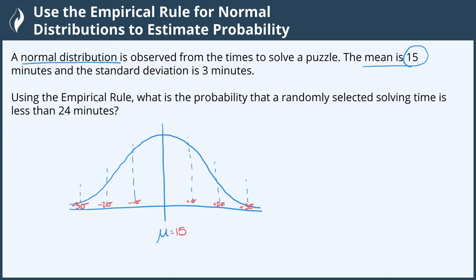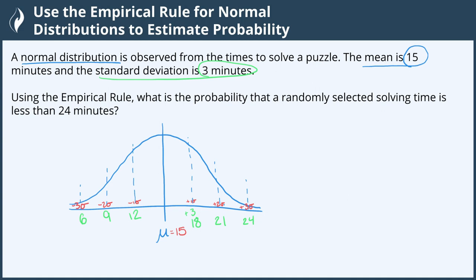Using that, we could go ahead and add our standard deviation of 3 minutes to our mean to label the rest of our curve. We will add 1 standard deviation of 3, so we add 3 here, which makes this 18. Adding 3 more makes this one 21, and adding 3 more makes this one 24 minutes. Now on the left side, we subtract the standard deviation of 3 minutes, making 15 minus 3 is 12, minus 3 more is 9, and minus 3 more is 6.